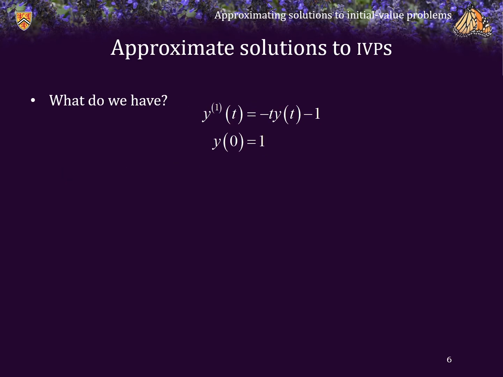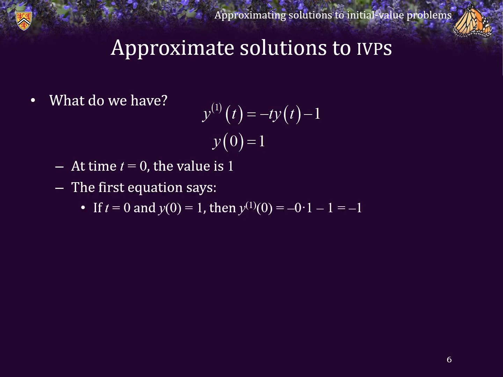So what do we have from this initial value problem? Well, the initial condition tells us at time t equals 0, the value of the function is 1. But the differential equation says that if t is equal to 0 and the value of y at time t equals 0 is 1, then the derivative is negative 0 times 1 minus 1, which is negative 1. That says the initial slope is equal to negative 1.